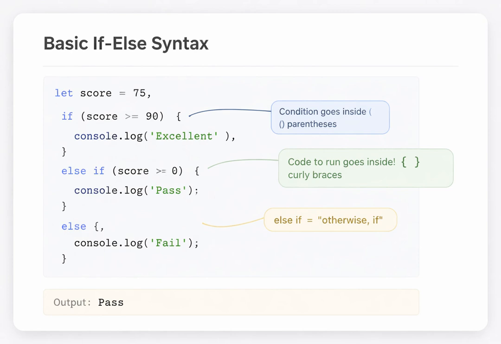With score at 75, the first condition, greater than or equal to 90, is false. The second condition, greater than or equal to 0, is true. So pass gets printed. Notice the structure: parentheses for the condition, curly braces for the code block.